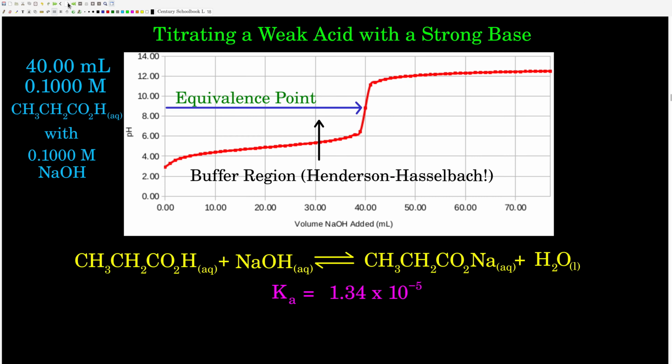That's a strong acid with a strong base, and it's pretty straightforward. Now we're going to look at a weak acid with a strong base, and we're going to show how to calculate the pH at various points along this curve.